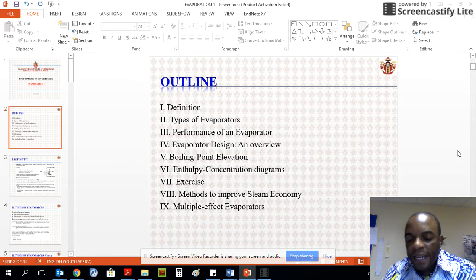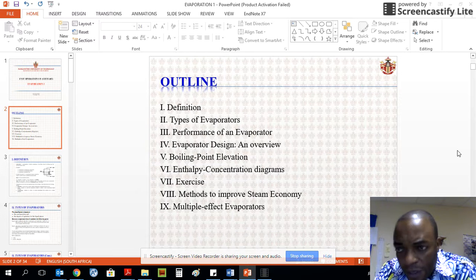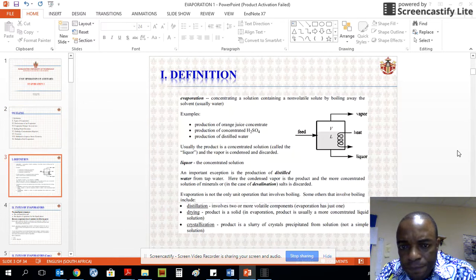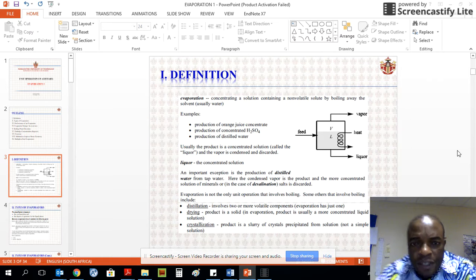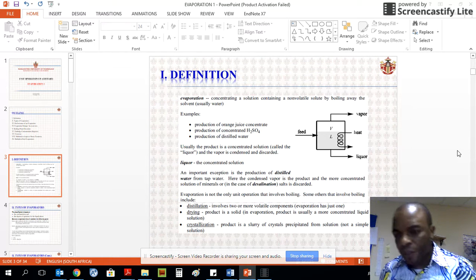You'll recall that in S3 or S4, you studied simple effect evaporators. Whereas this time around, we'll focus on multiple effect evaporators. What does it mean? We'll deal with this in the next few minutes. A few definitions. What is evaporation?